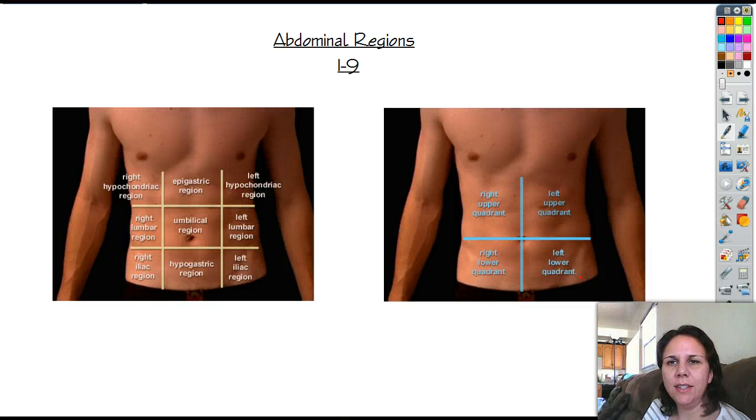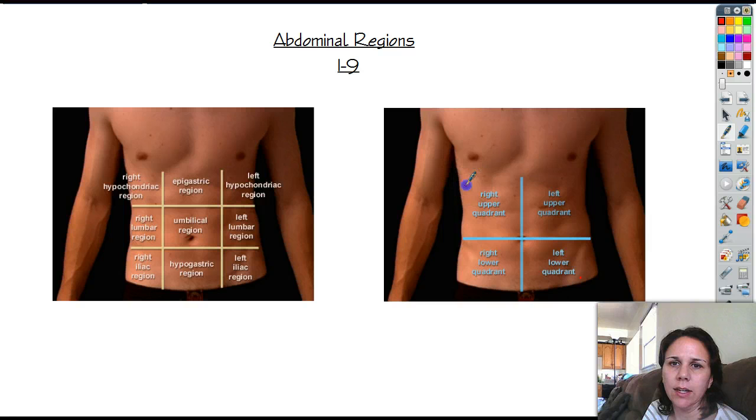And now we've got the easiest one for last. 1-9, abdominal regions. When you go into your doctor and they lay you on the table and start poking at your belly, you think, what are you doing, trying to tickle me? No, they're actually trying to feel for stuff. Your organs are directly underneath all this.